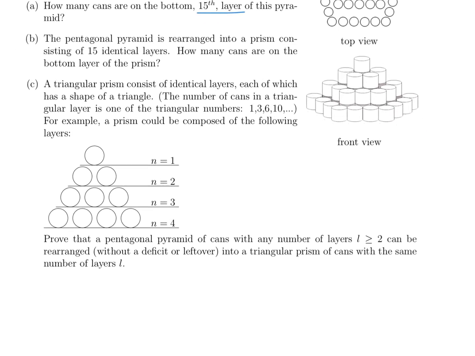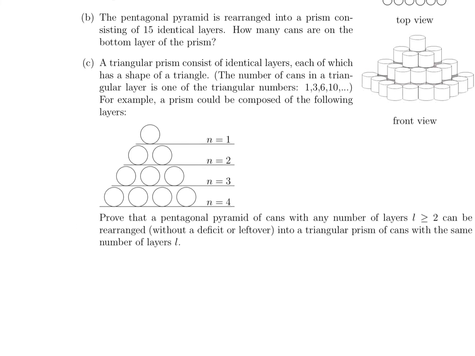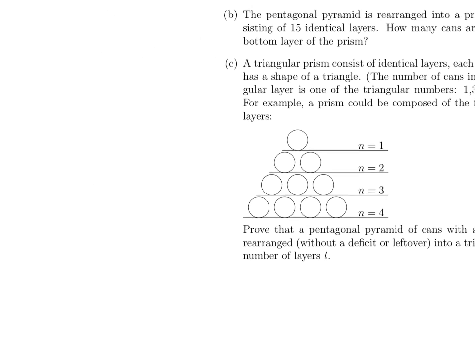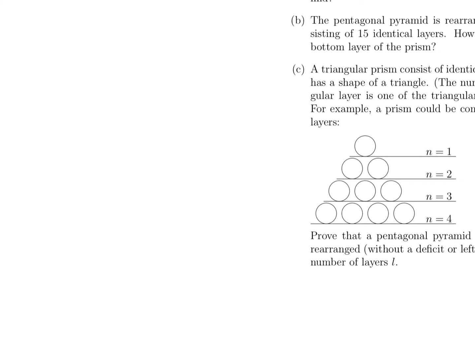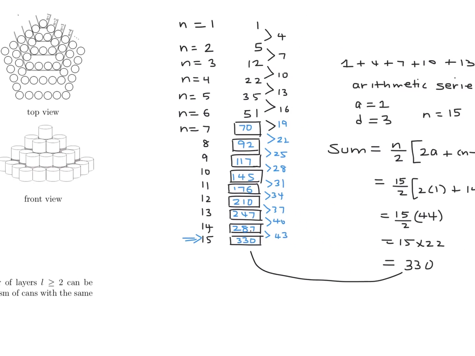Part B: the pentagonal pyramid is rearranged into a prism consisting of 15 identical layers. How many cans are on the bottom layer? Okay, so this time what they're saying is that, let's try to get some space here. We've got layer 1, layer 2, layer 3, dot, dot, dot, until we get to layer 15. And all of these layers, they're adding it all up. So we actually got those sums. Maybe I can just do it over here since we already got it up here.